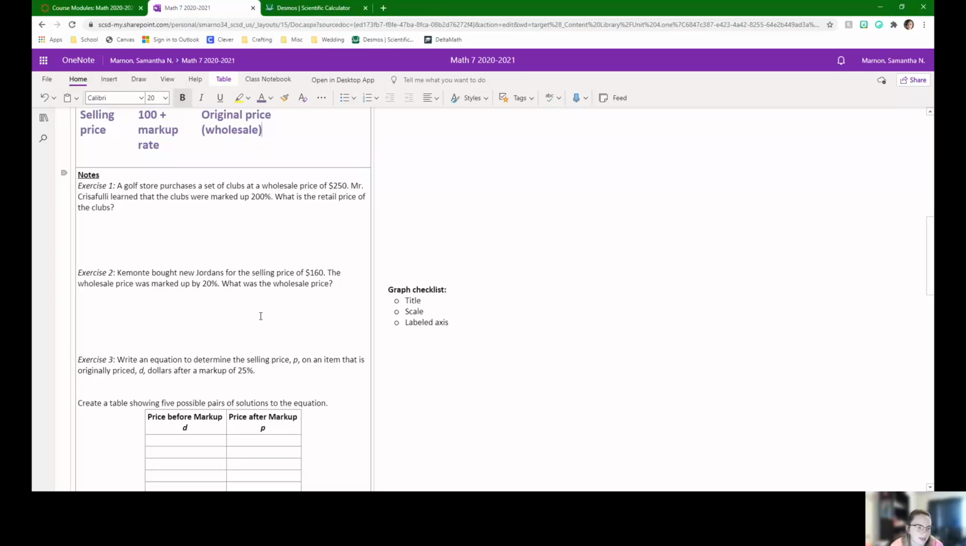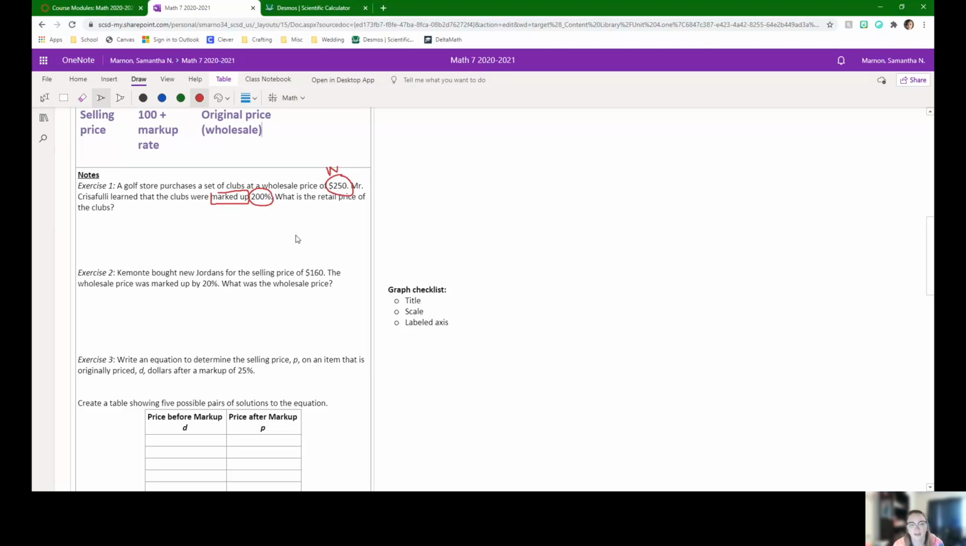So we have our first exercise. A golf store purchases a set of clubs at a wholesale price of $250. Mr. Crisafulli learned that the clubs were marked up 200%. What is the retail price of the clubs? So this says wholesale price, and I already know that's going to be our whole when we do quantity equals percent times whole.